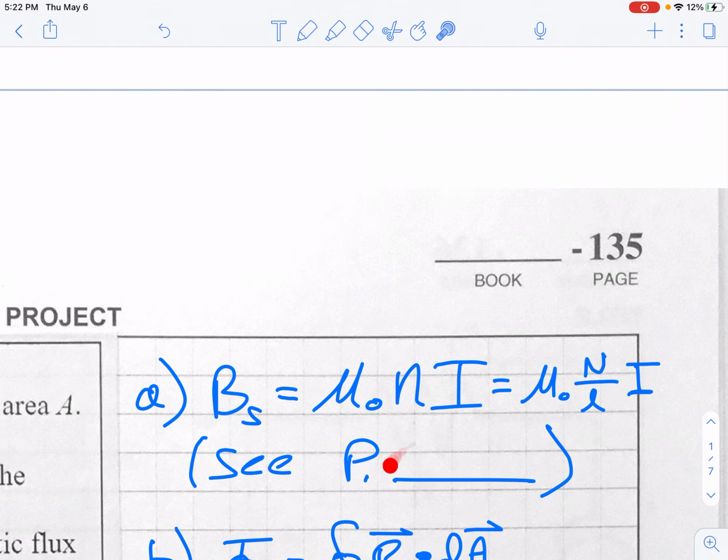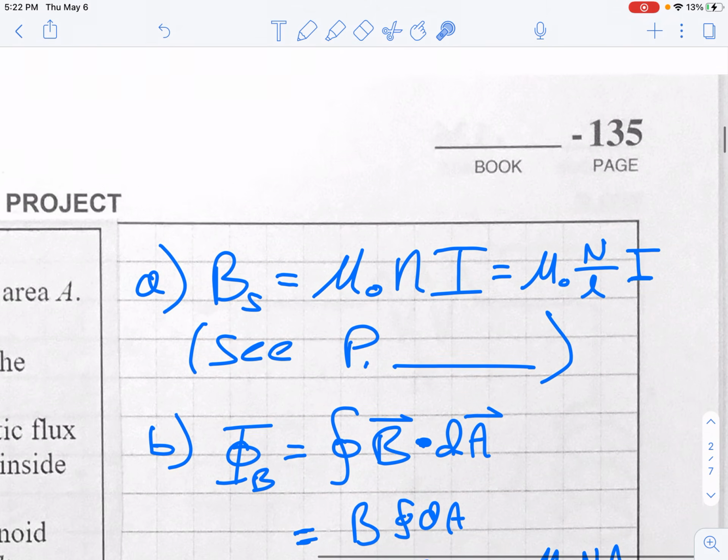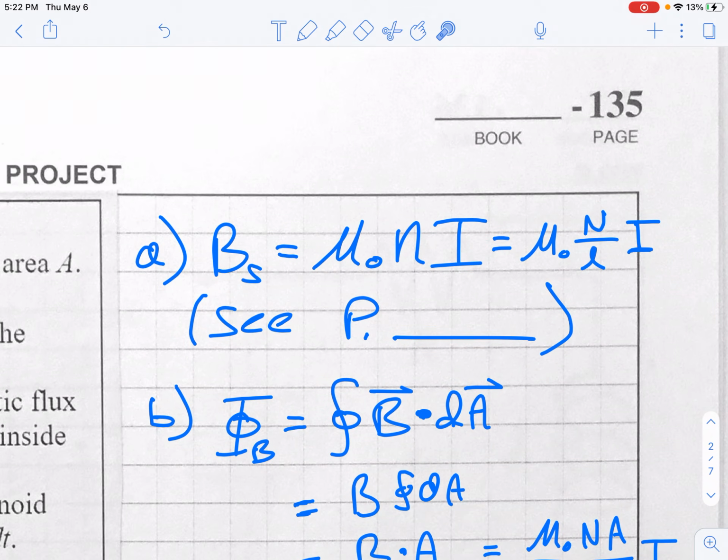You should look back in the second half of the magnetic section of your notebook where we did an example of Ampere's law for a solenoid. Put the page number in here for reference, but it's mu naught little n I or mu naught n over L I. I'm not going to go over all of that again. Magnetic flux, integral of B dot dA.